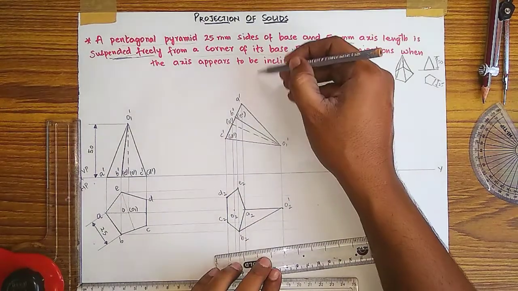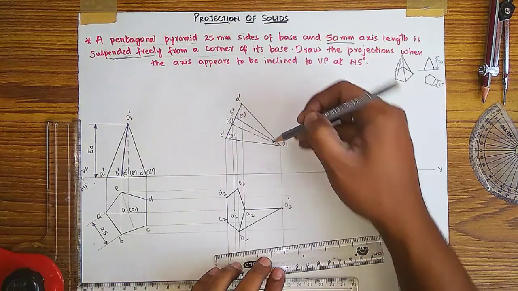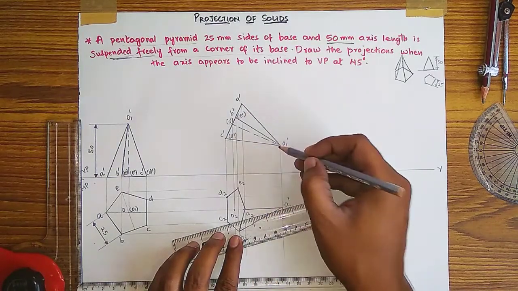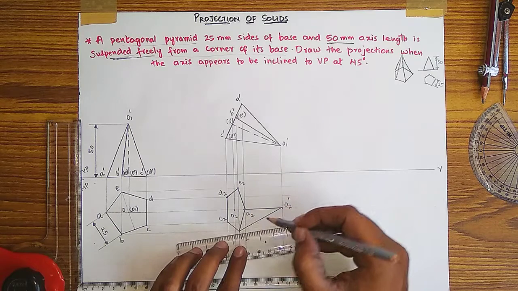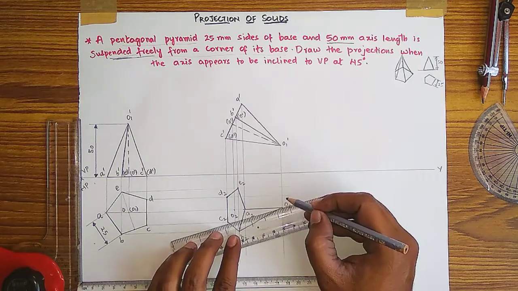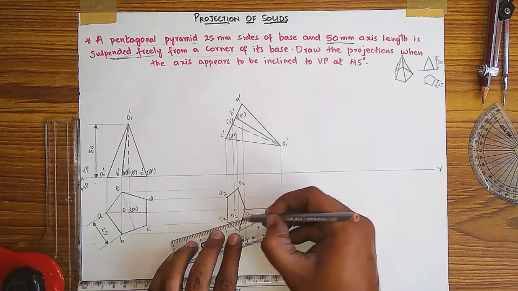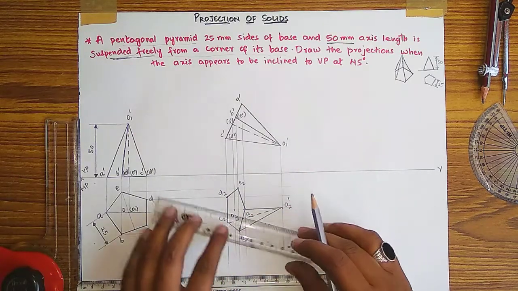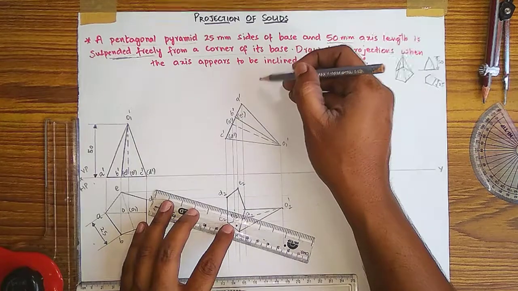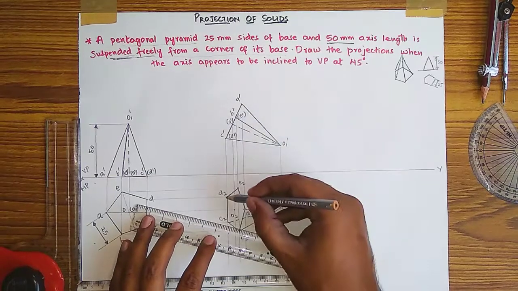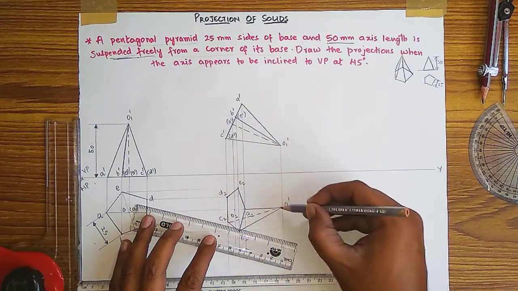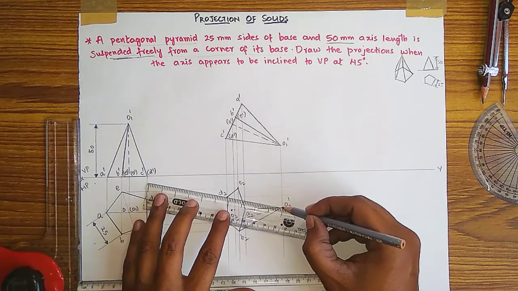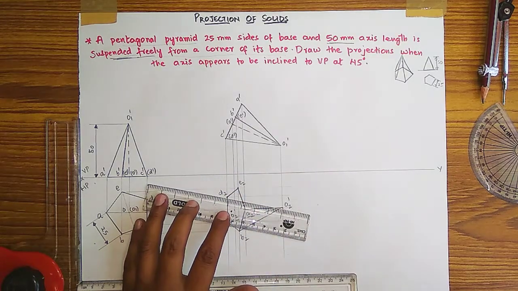C to O is not visible from the top. So here it is not visible, you have to do it dotted. And here also in this figure it is coming inside the boundary. It is not coming on the boundary, it is inside the figure. So you have to do it dotted. Now D to O is also not visible from the top. In this it is not coming on the boundary, it is inside the figure. So you have to do it dotted.